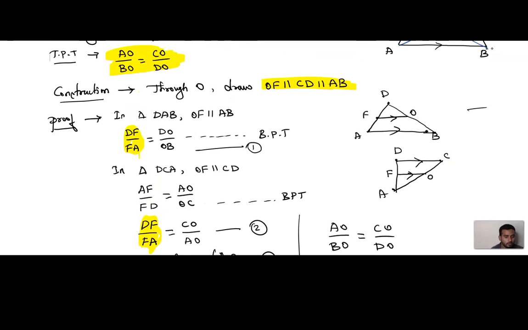What we should prove? AO by BO is equal to, we have done. Very good. I hope you all have understood these steps. Good. Copy down. I'll just take it down.